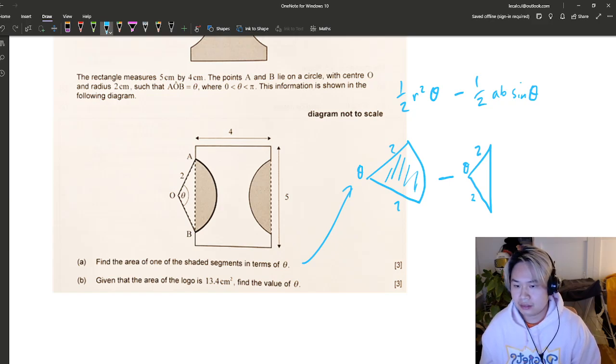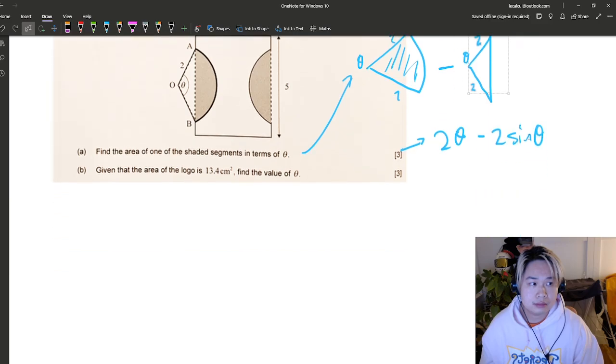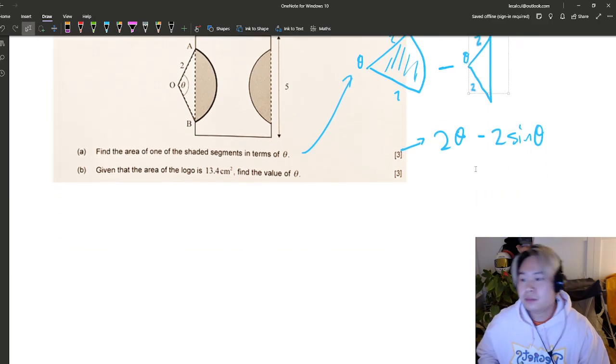So, in other words, because radius is 2, you're going to have 4 here, and then multiply by the 1/2, you get 2 theta. And then similarly, you're going to have 2 sine theta over here, because both A and B are 2.